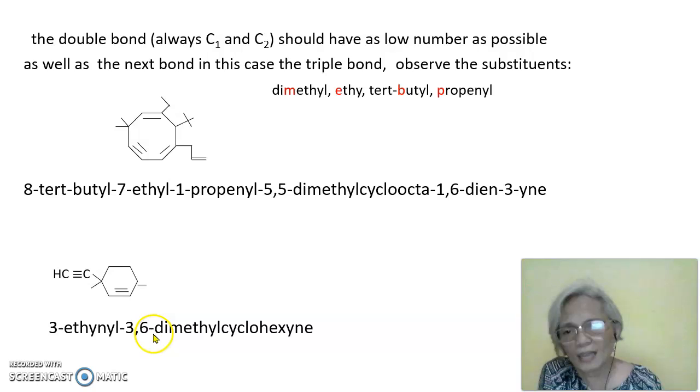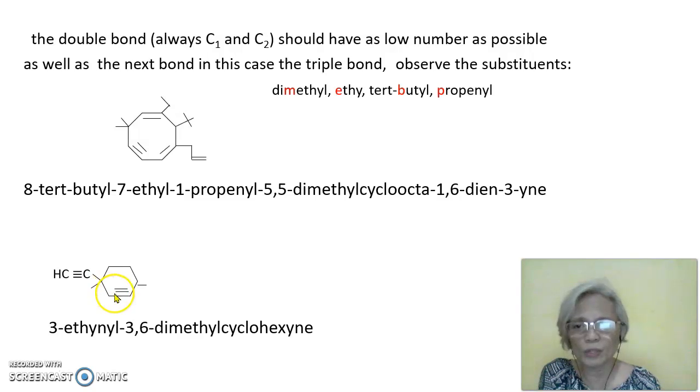Alright, and then we have the last example. So clearly we have a cyclohexane. There is only one triple bond here. So how do we number it? This can be carbon number 1, 2, 3. Or we can have this as carbon 1, 2, 3, and so on. But if we use this as carbon number 1, this will have a higher number.